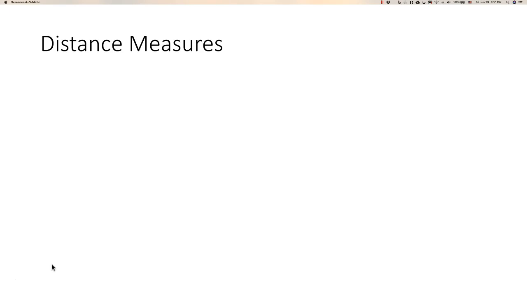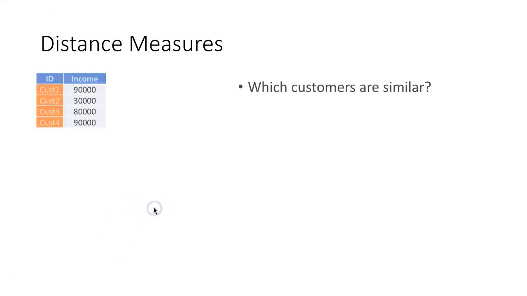Now, to help you understand this, we've got a very simple example here. Let's start with some data. So let's proceed here on our slides. We've got 4 customers and we've measured income. We have one dimension. Income is the dimension. Customers are the cases or observations or samples, whatever you want to call those.